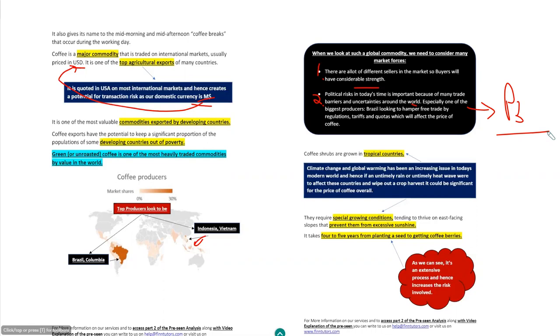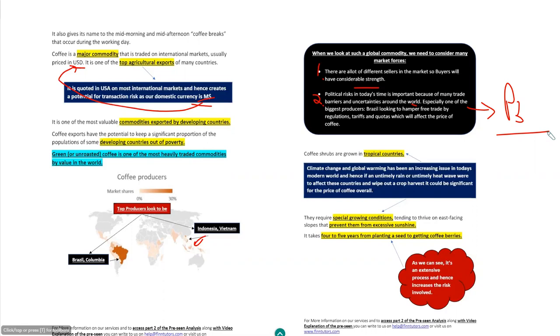Now, coffee shrubs are grown in tropical countries. Climate change and global warming have been an increasing issue in today's modern world. Hence, if an untimely rain or an untimely heat wave were to affect these countries and wipe out a crop harvest, it could be significant for the price of coffee overall.